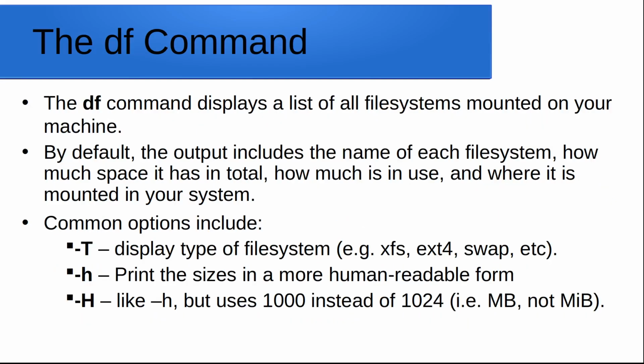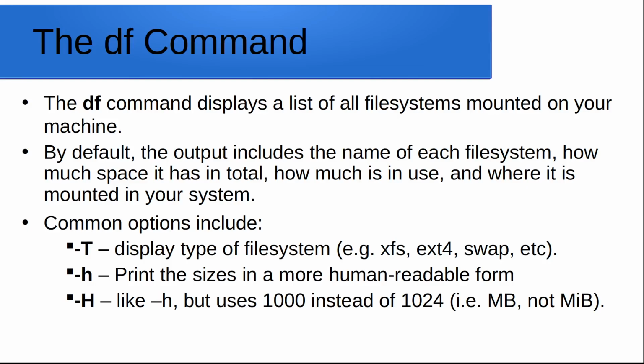So first up, we have the df command. This displays all of the file systems that are mounted on your machine. By default, it includes the name of each file system, how much space it has, how much is in use, where it's mounted, and so on and so forth.